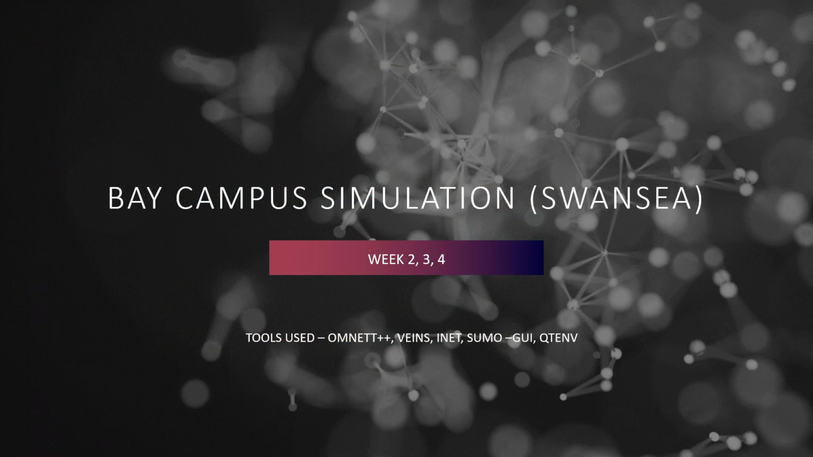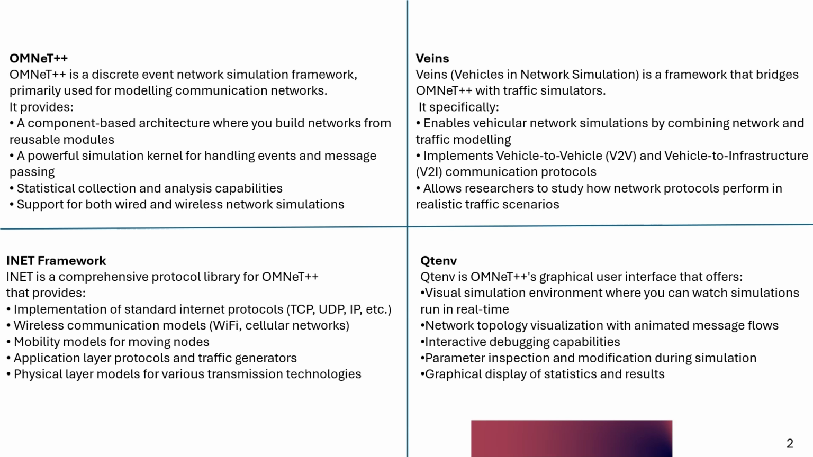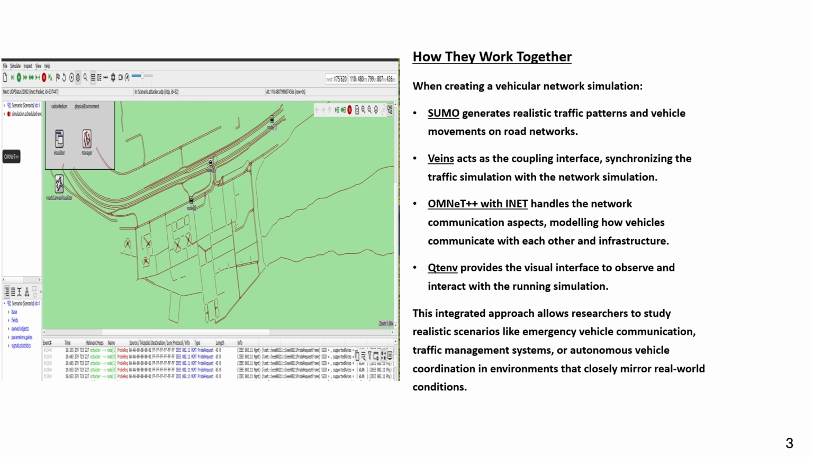Now we look at the campus simulation using tools like Omnet++, Vanes, Sumo GUI, Inet and Qtenv. Here I have explained each tool in detail. We imported our simulation into Omnet, then used Vanes to implement V2V vehicle-to-vehicle communication. We also used Inet framework for implementation of various protocols. At last we used Qtenv to watch simulations run in real time.